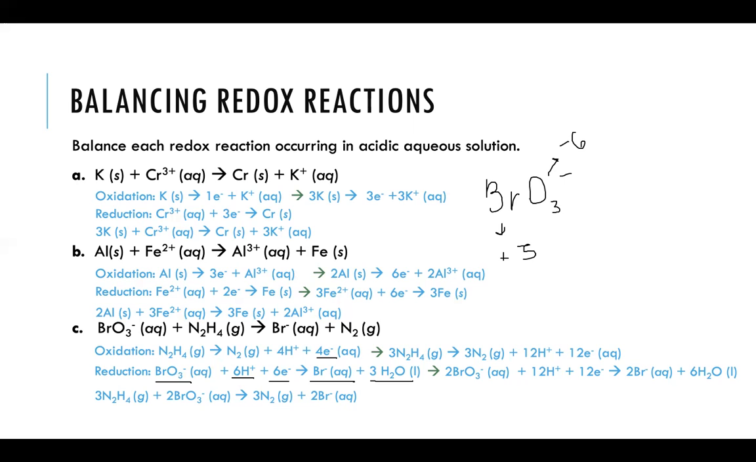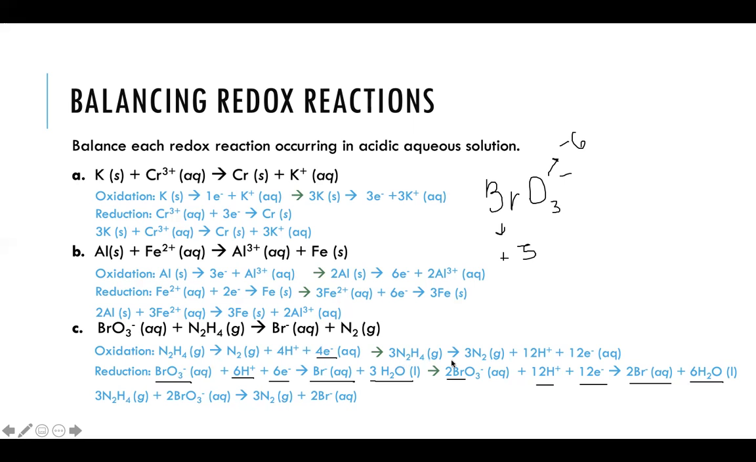Our lowest common multiple that they both will share in order to cancel each other out is going to be 12. So in order to get there, we multiply this by 3. So we do 3 N2H4 yields 3 N2 plus 12H plus 12e minus. So basically this entire reaction is going to multiply by 3. Then for this one, we need to get up to 12, in particular the 6 electrons up to 12. So we're going to multiply by 2. We get 2 BrO3, 12H plus, 12e minus, yields 2 Br minus and 6 H2O.